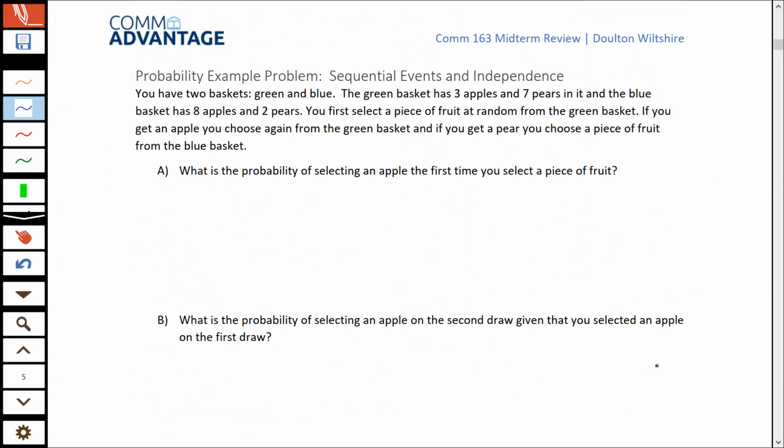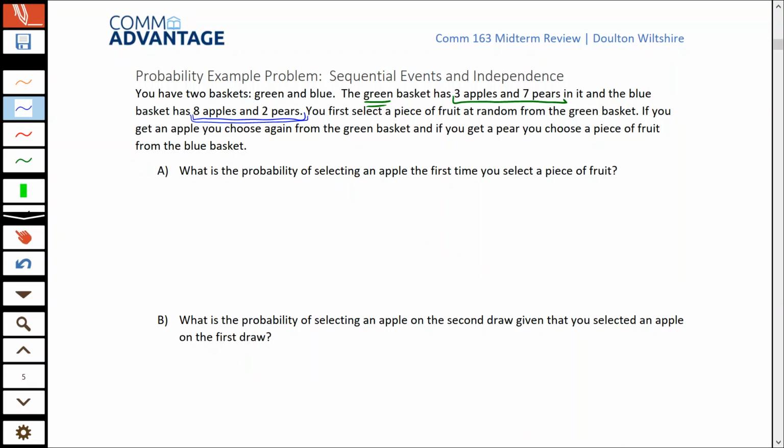So one of the things that comes up is just general probability fun. And this is actually going back to more like grade 11 and then grade 12 data type situations. And so we just want to make sure that we're well equipped for this type of curveball question. So it tells us that we have two baskets, a green and a blue. Our green basket has 3 apples and 7 pears. Actually, I'll color code this. So our green basket has 3 apples and 7 pears in it, and our blue basket has 10 apples and 2 pears. You first select a piece of fruit at random from the green basket.